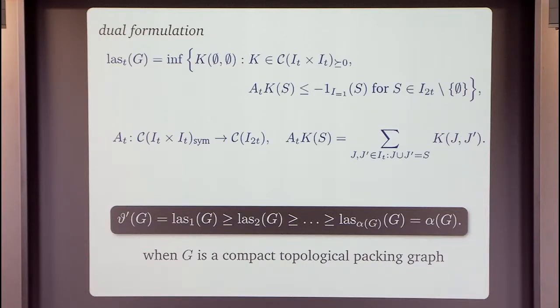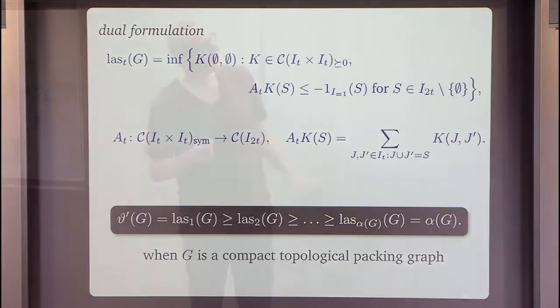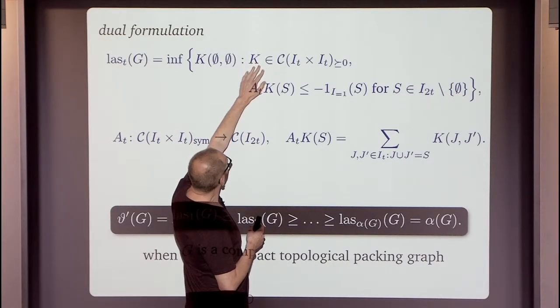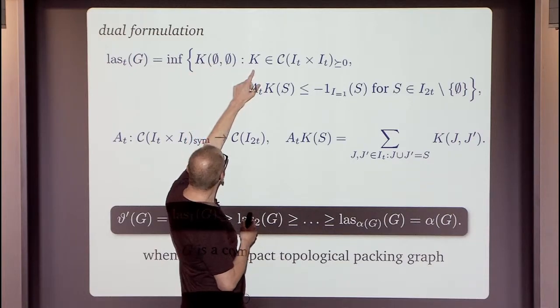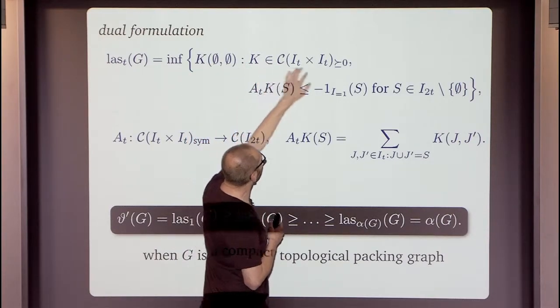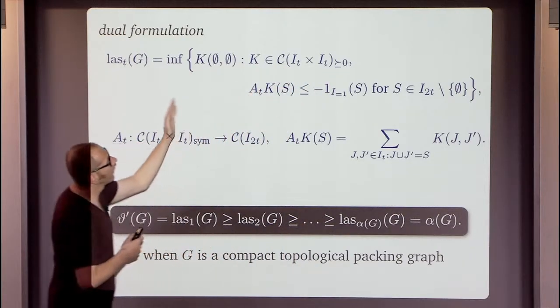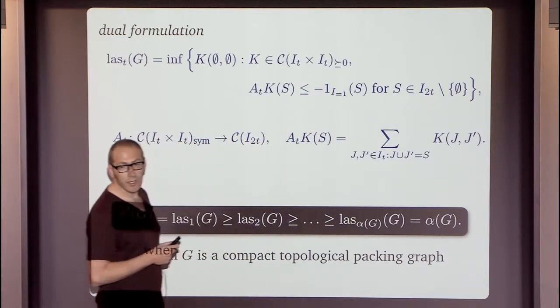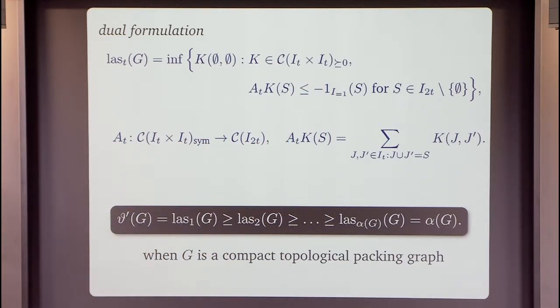What's that C? Is it M? The C here? Yeah. Okay, so here in the dual formulation, K are the variables, and they should lie in this space, and C is the continuous functions on this direct product I^T times I^T. So C stands for continuous. And these are the dual objects in the weak star topology to the Borel measures.